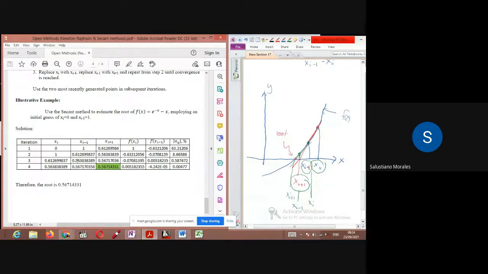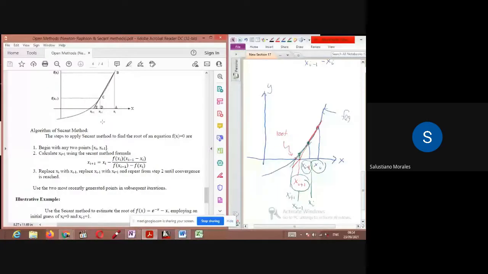Okay, so and that is for the second method, and those are the two methods under the open method of solving the roots of algebraic and non-algebraic equations or transcendental equations. Okay, so question.